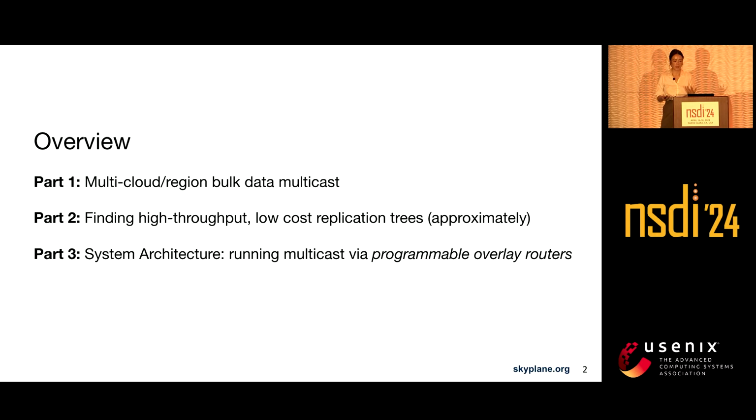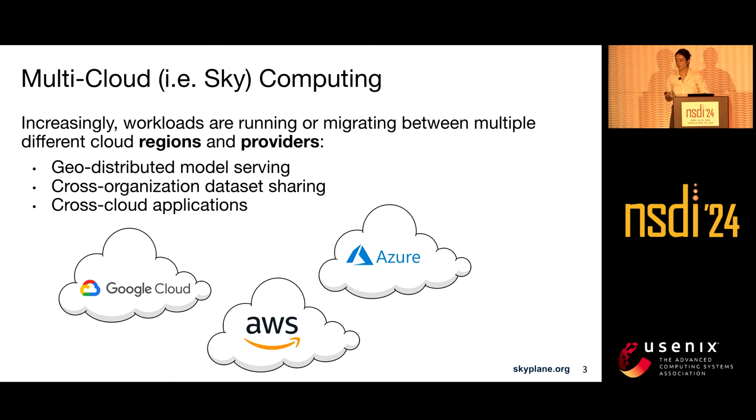Just to give a quick overview, since there's a lot to cover here: in the first part, I'm going to go over the context of the problem, multi-cloud, multi-region, bulk data multicast. Then I'm going to talk about how we find high-throughput, low-cost replication trees for multicast, and also how we approximate finding these solutions. Finally, I'll talk about the system architecture and how we actually run these multicast transfers via programmable overlay routers.